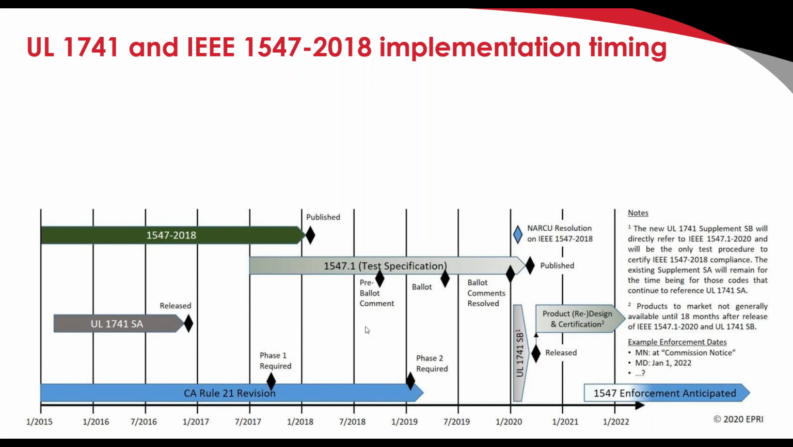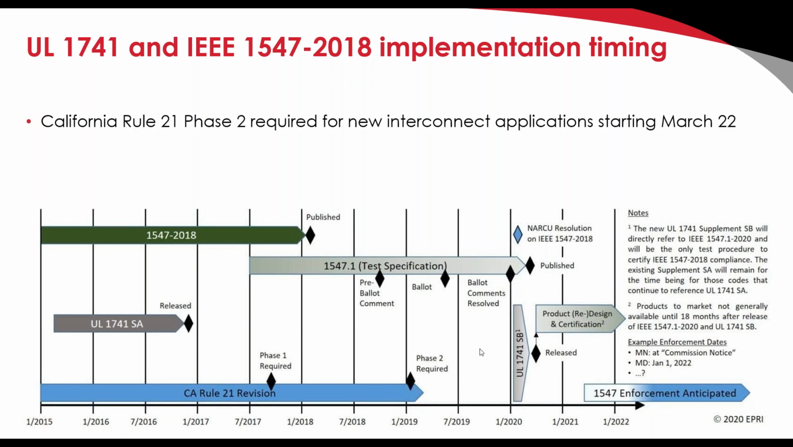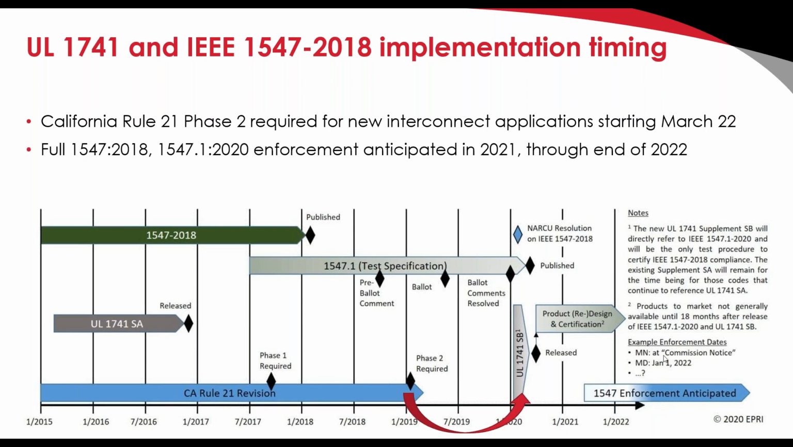So what does this look like with respect to implementation timing for both UL 1741 and IEEE 1547-2018? Well, let's see if I can pull up a laser pointer. Okay, so 1741 SA was released in 2016. We saw phase 1 of California Rule 21 out in 2017, and then we published as an industry 1547-2018. California Rule 21 phase 2 requirements were originally beginning with 2019. Those have now moved to be required for new interconnect applications starting as soon as March 22nd. And then full 1547.1 2020, full 1547-2018 enforcement is anticipated in 2021 through the end of 2022. We're already seeing example enforcement dates, for example, with Minnesota and Maryland.